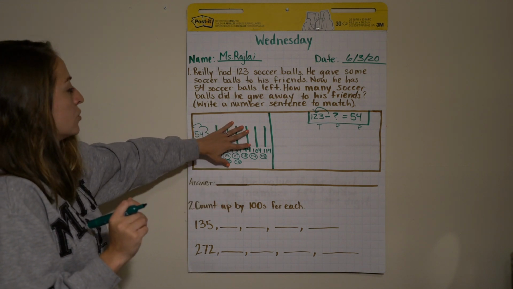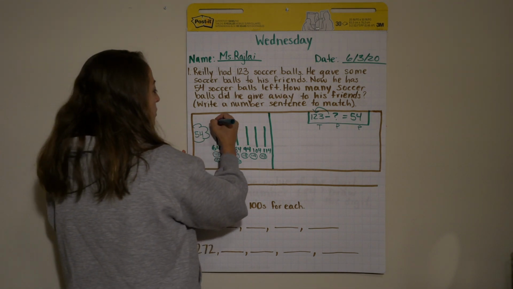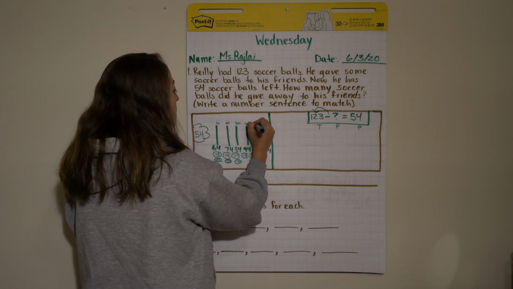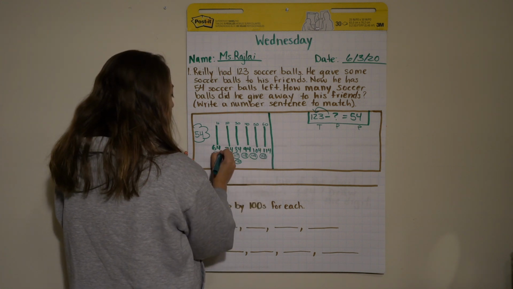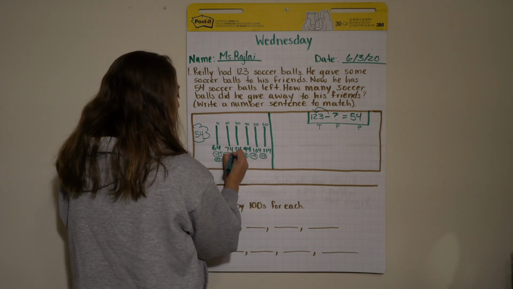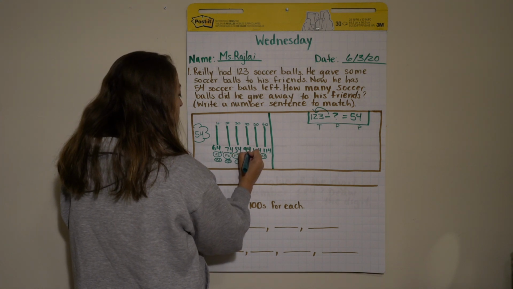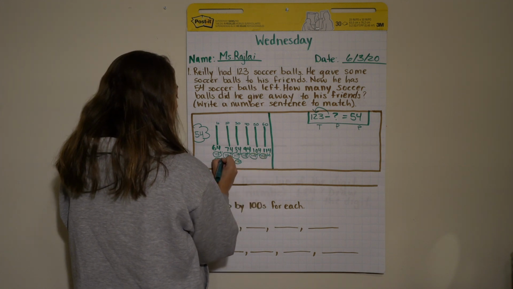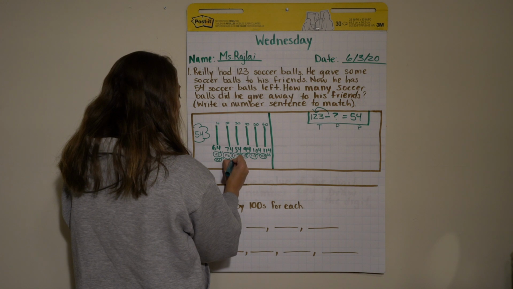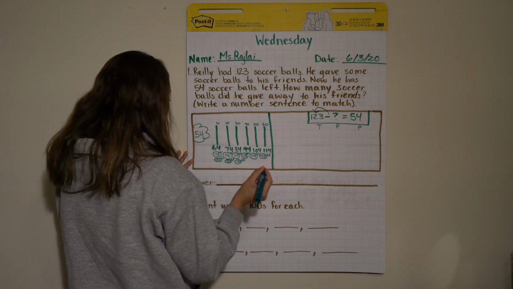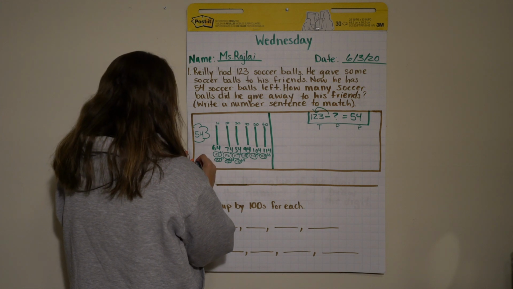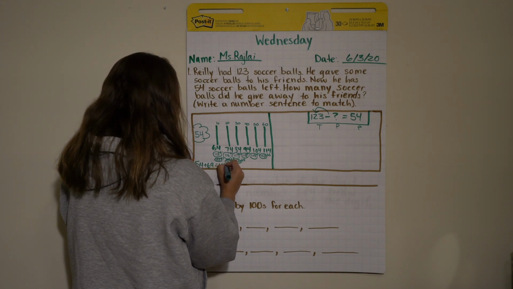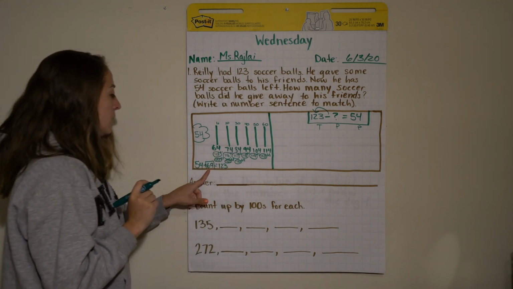All right, now we're going to see what we drew here because that's our missing part. So 10, 20, 30, 40, 50, 60, 61, 62, 63, 64, 65, 66, 67, 68, and 69. Okay, so we have 54 plus 69 equals 123. And we know that this was our missing part.